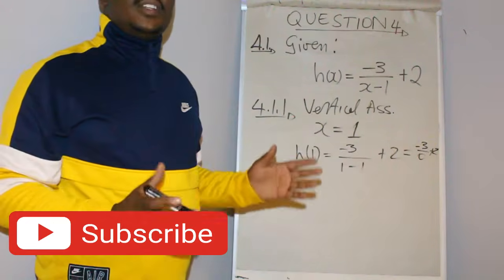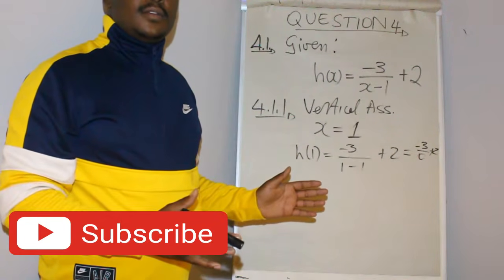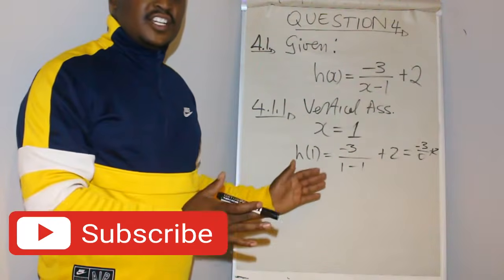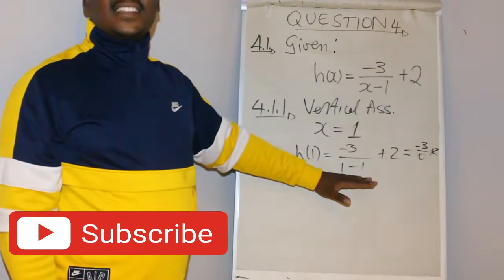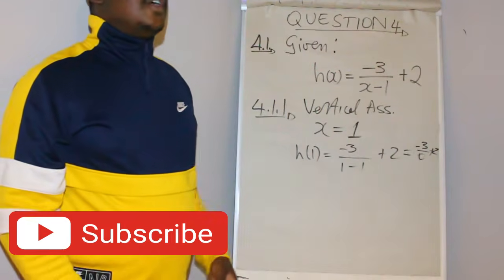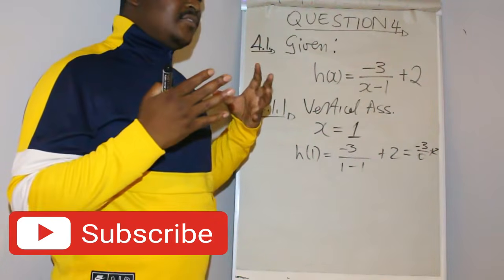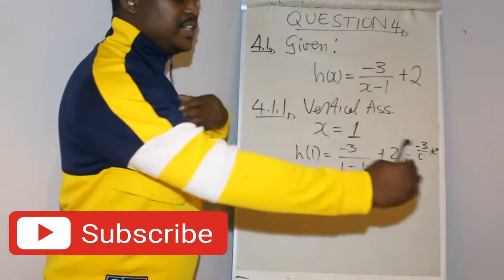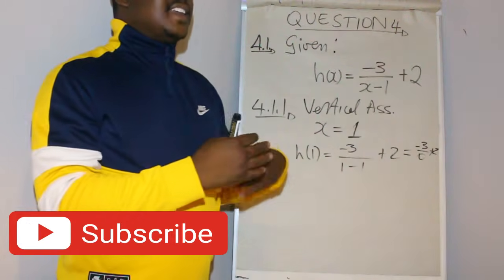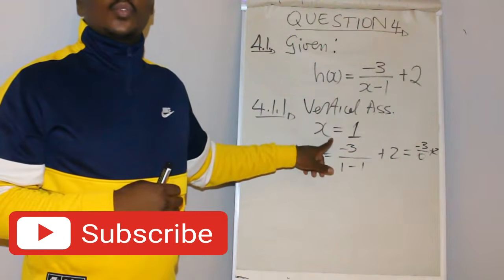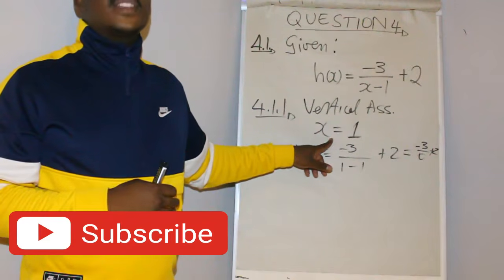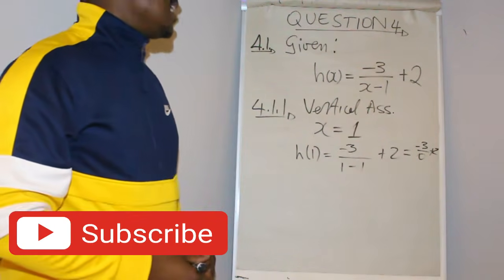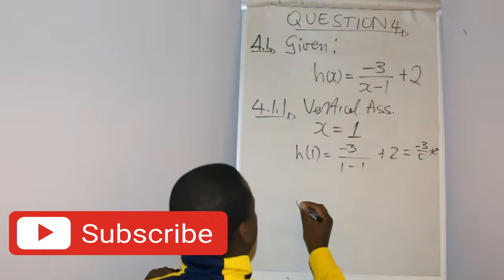Throughout this graph, this function will not be defined at x is equal to 1. So if you are defining the domain of this function, it will be defined everywhere except at the point x is equal to 1. That's your vertical asymptote. Then let's go to the horizontal asymptote.